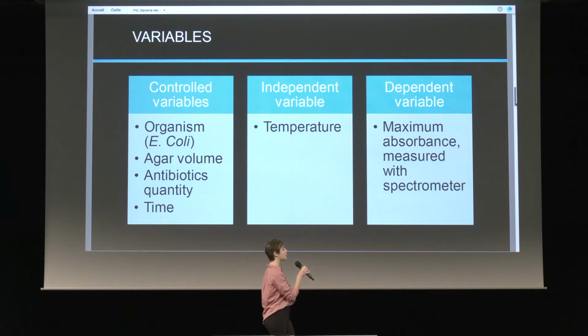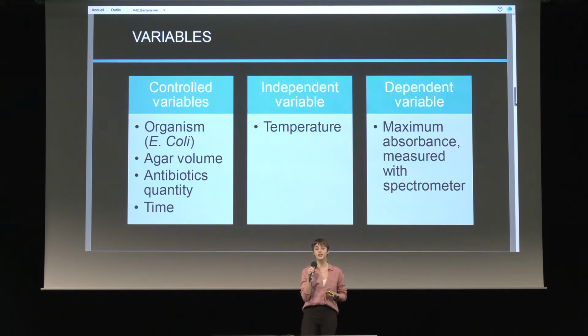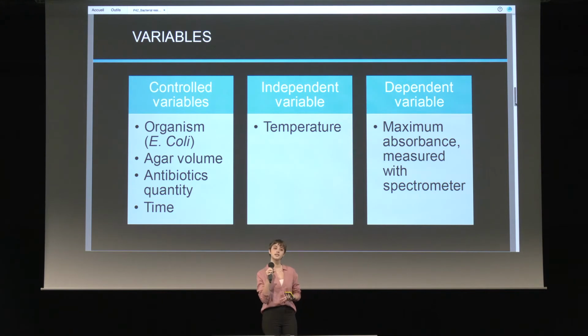For this experiment, I had 3 different variables: controlled, independent, and dependent variables. Control variables are the ones that I kept the same throughout the entire experiment. And that was the organism. I used a non-pathogenic strain of E. coli, so there is no risk. I also used the same agar volume and also the same LB broth volume. I used the same antibiotic quantities and the same time the bacteria spent inside the incubators.